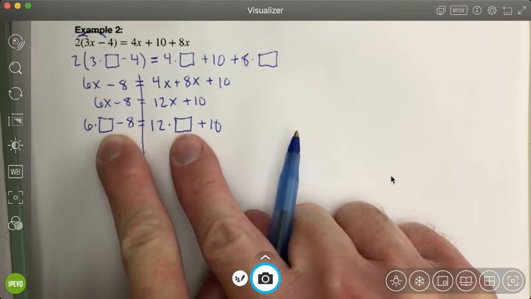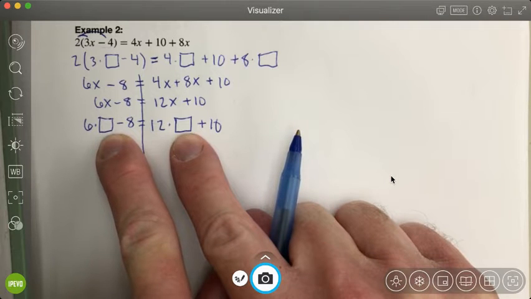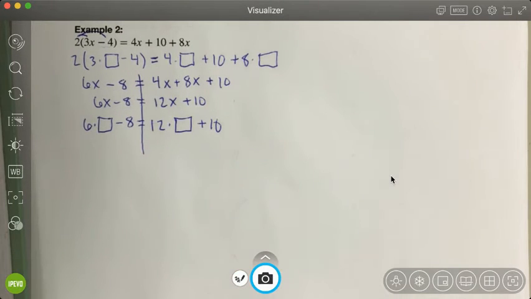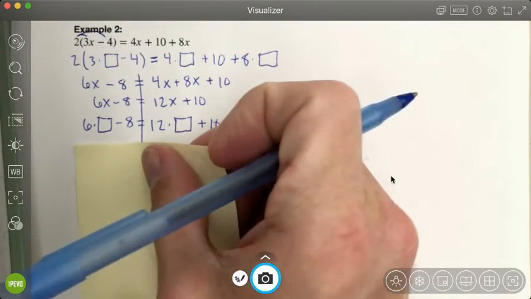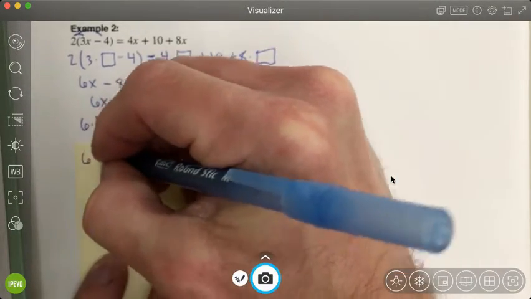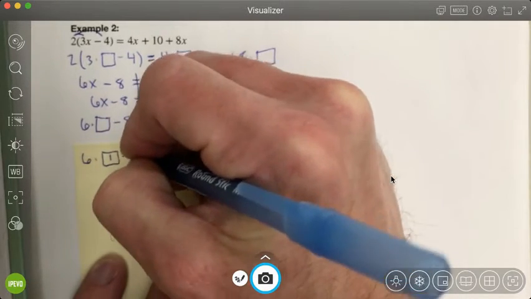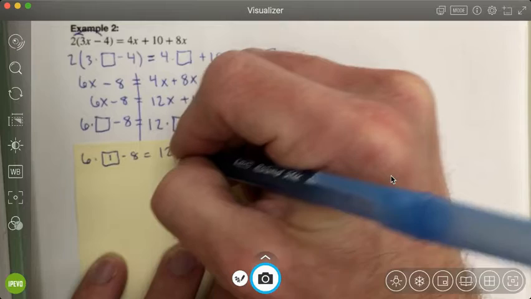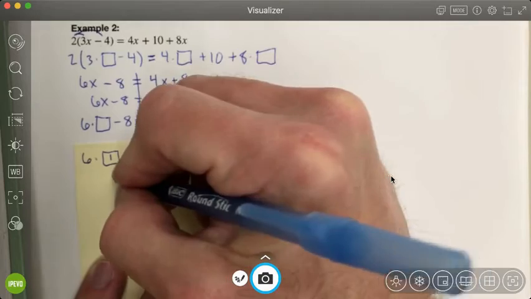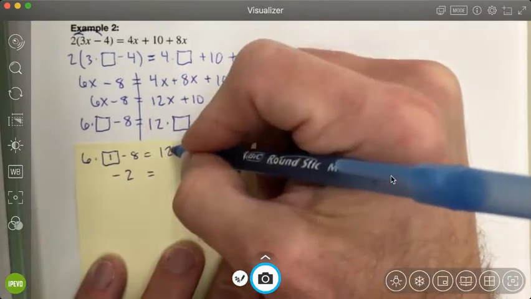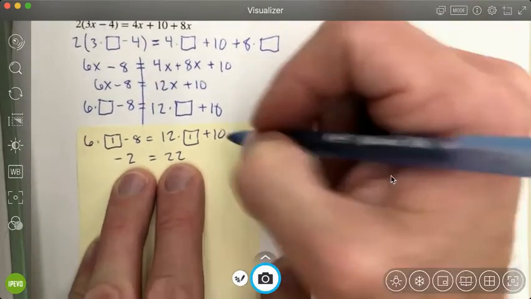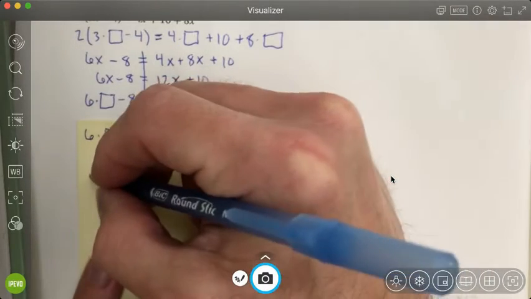So this is where it gets tricky. Really, I just have to kind of experiment. So I'm going to grab a sticky note here and just play around. I like to start simple and then see if I'm close. So let's say maybe we try 1. All right, so this would be 6 minus 8, which would be -2. This would be 12 plus 10, that's 22. Those are pretty far apart, so 1 probably isn't that close.